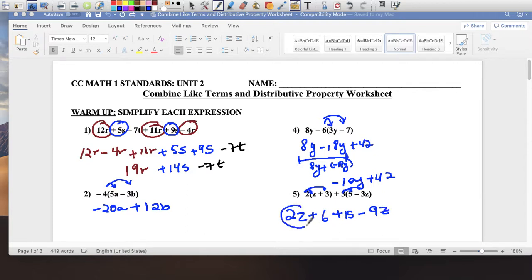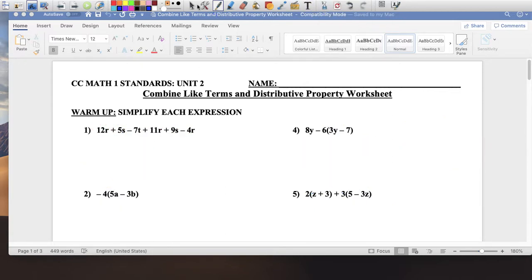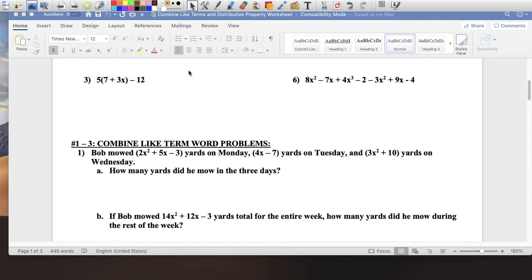I can combine this fellow over here with my 9z, so let me write these two side by side. Minus 9z. And then the other two guys, 6 plus 15. This right here is -7z. And plus 21. That's my final answer. Okay, so as you can tell, it's not that hard. Again, the more careful you are, the easier this is going to be. The less messy you are, I guess.